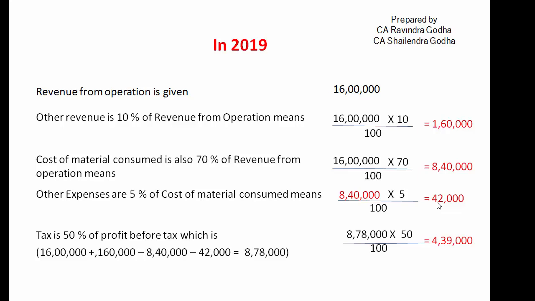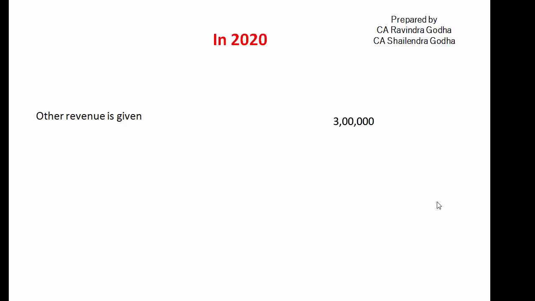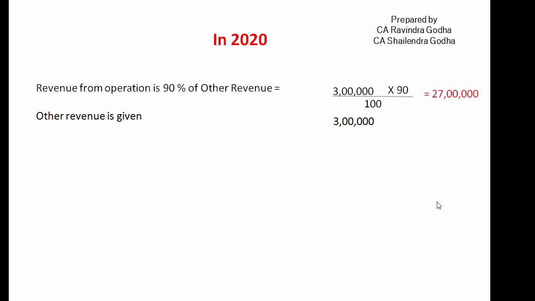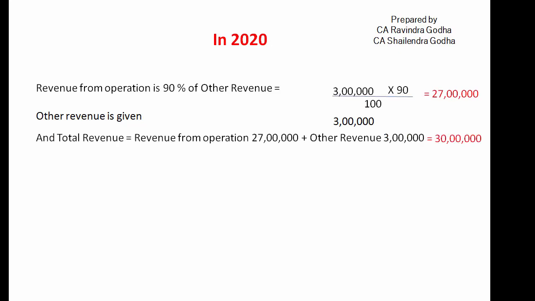In the same way, we have to calculate data in 2020. In this question, other revenue is given and revenue from operations is based on other revenue, which is 90% of other revenue, meaning 90% of 3 lakh, which is 27 lakh. Total revenue will be 27 lakh and 3 lakh: 27 lakh means revenue from operations and 3 lakh is other revenue. So total revenue is 30 lakh.